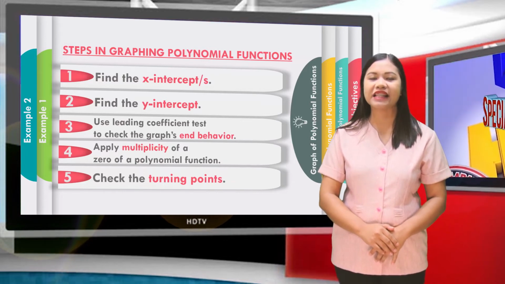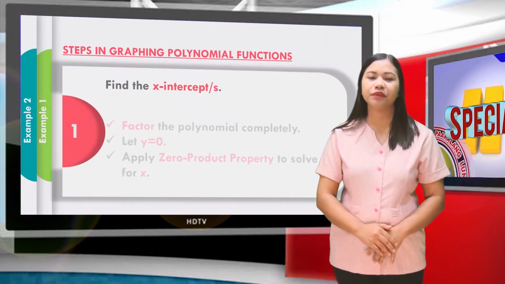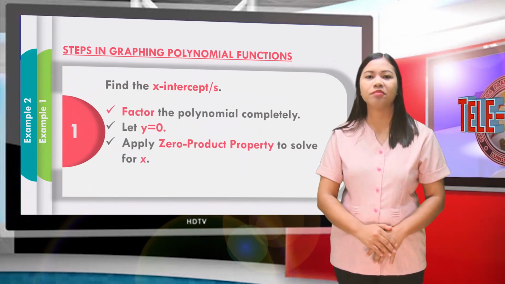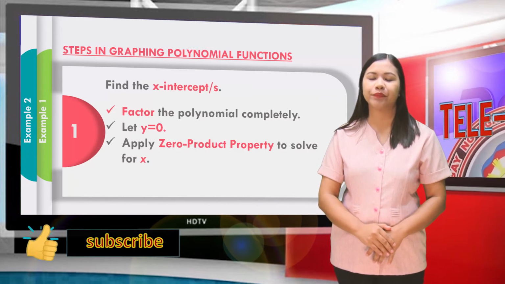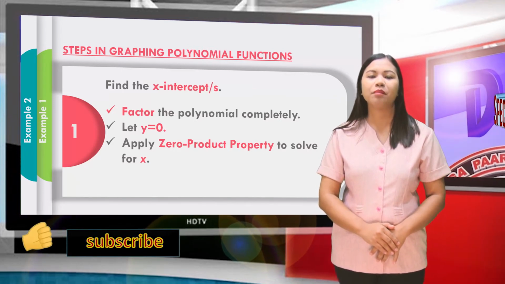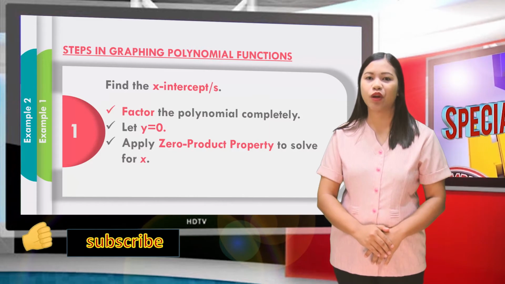To find the x-intercepts, we have to factor the polynomial completely. Then, let y be equal to 0. Finally, apply zero product property to solve for x.